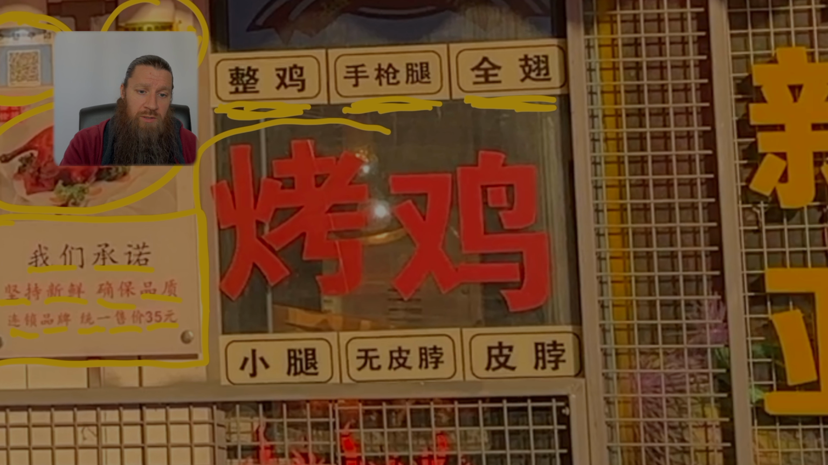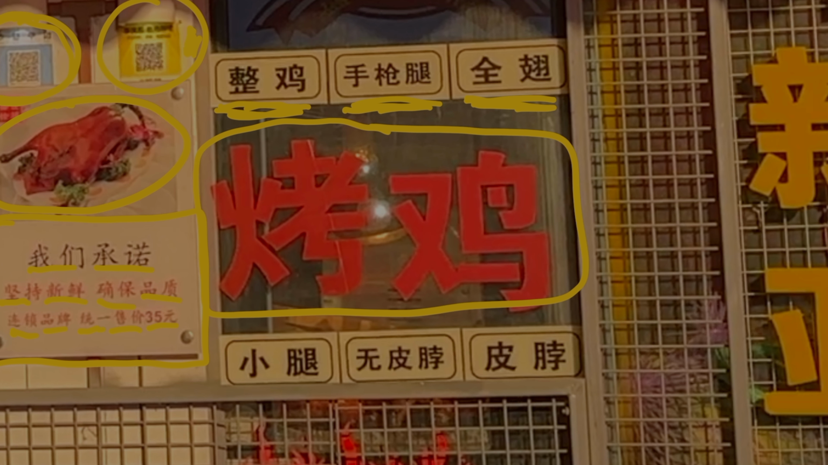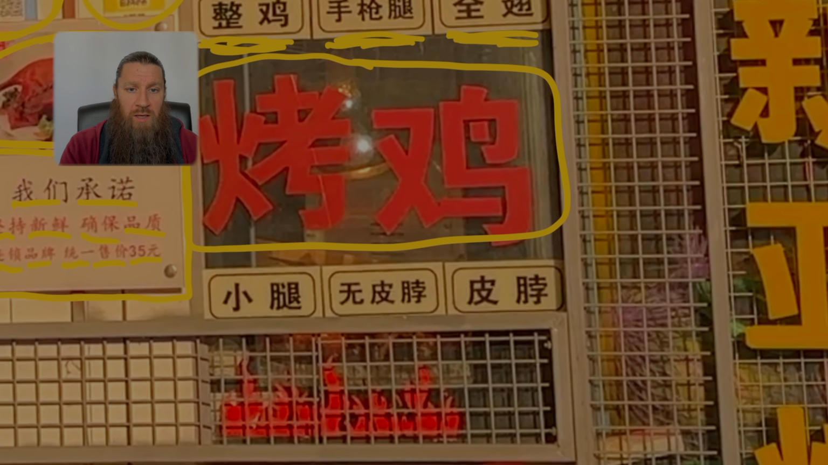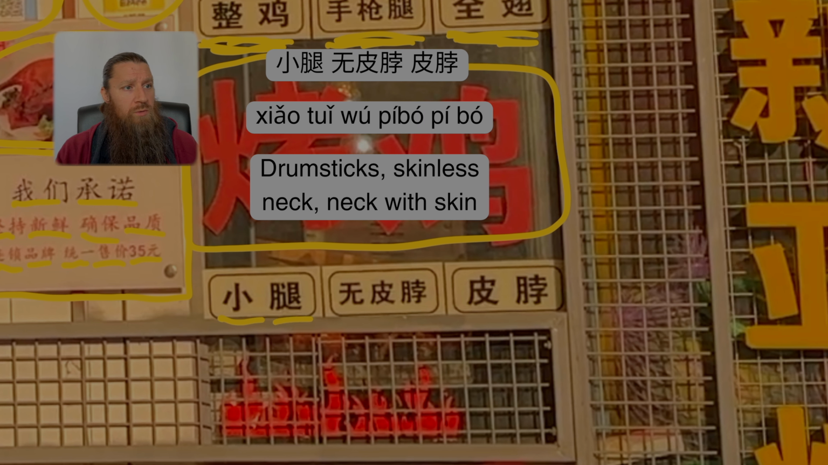These big two characters here, Kaoji, roast chicken, which is not the same as this right here. Moving down to these three signs here, xiao tui, so little drumsticks, I guess you would call it. Upi po, upi bo, that's your neck. So skinless neck, and then pi bo is neck with skin. I don't know why they would sell it differently like that. I guess obviously one's with skin, one's without skin.